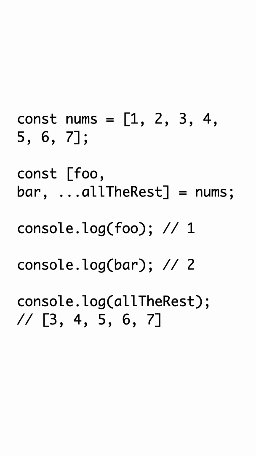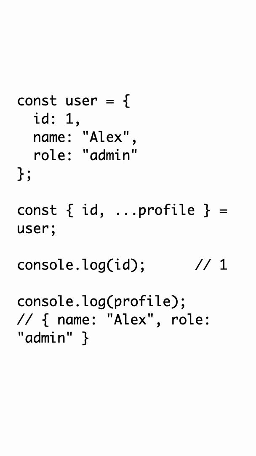But wait, there's more. REST assignment isn't limited to arrays. It works with objects too. When used with an object, you use it to do something called destructuring assignment with objects. Consider this example. Here, ID is extracted out of the object because the object also has a property that is named ID. We will cover destructuring in rule number 15.